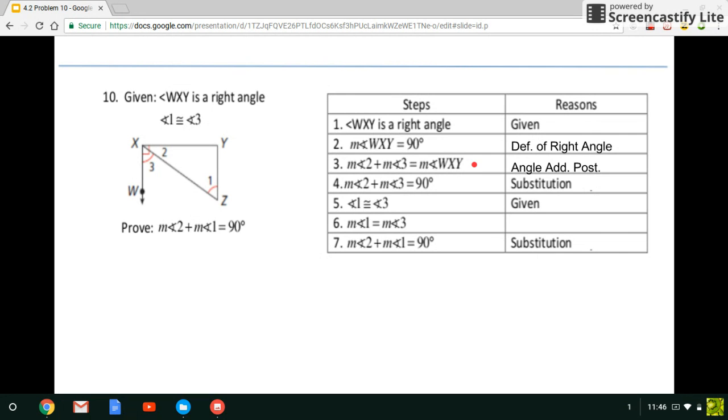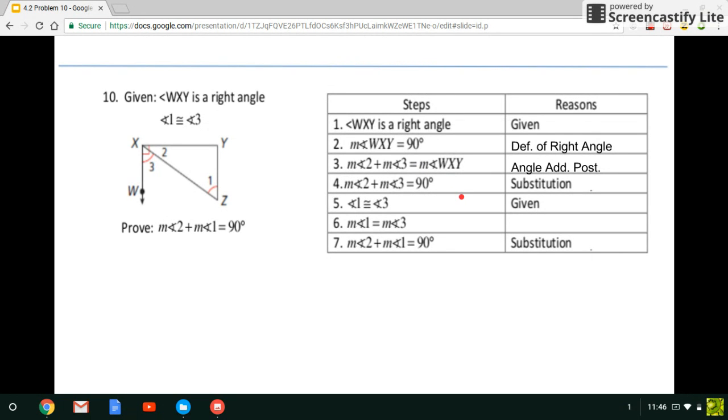Okay, so then we're continuing on down here. Our next step says angle 2 plus angle 3 equals 90 degrees by substitution. So here we go. Angle 2 plus angle 3, we know that equals angle WXY. And we also know that angle WXY is 90 degrees. So we're going to take what WXY equals from both of these and say they're equal to each other because they both represent WXY. So we have angle 2 plus angle 3 equals 90 degrees.